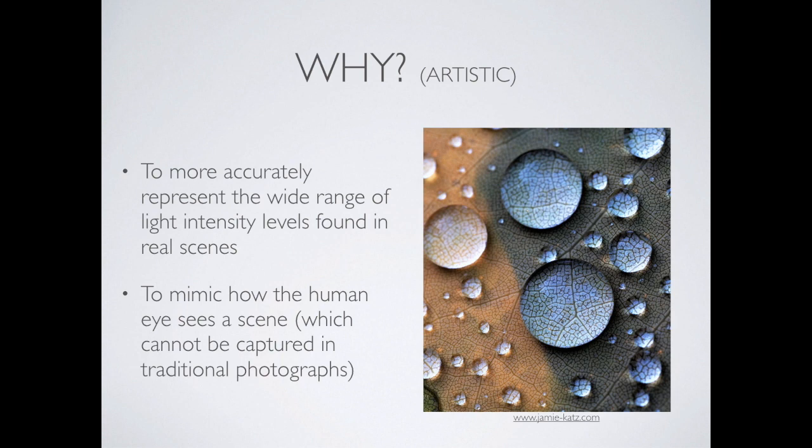So unlike a camera, which is a fixed, just one exposure, we can constantly adjust and change. So why do we do this? From an artistic standpoint, we more accurately represent the wide range of light in a particular scene. We see the sunset, and we see the shadows. We see the detail in the shadows, but we also see the beautiful sky. In a photo, we don't get both of those at the same time, so we have to find a way to do that. We're mimicking how we see the world.